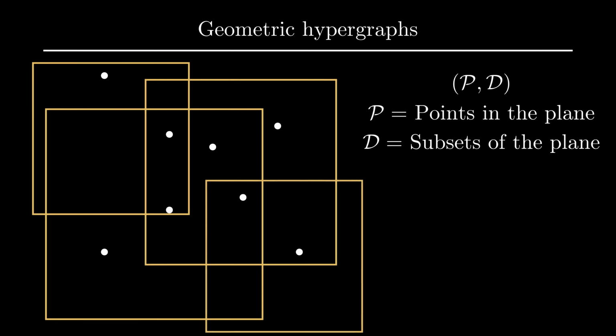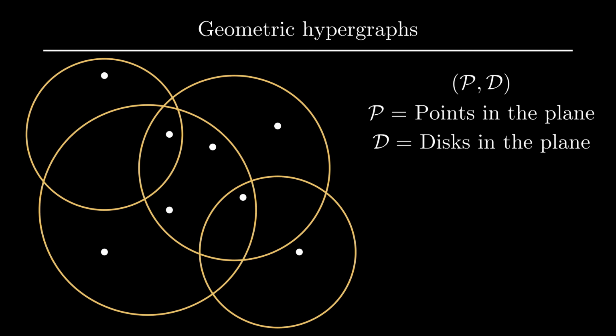These define a hypergraph. The vertex set of the hypergraph is the point set, and the edges are given by the subsets. We simply take the intersection of the subsets with the point set, and those will be the edges of the hypergraph. Usually, we also require the subsets to be members of a nice geometric family, such as convex sets or rectangles. In this talk, we will only consider disks, so we will look at hypergraphs that are given by a point set and the set of disks in the plane.